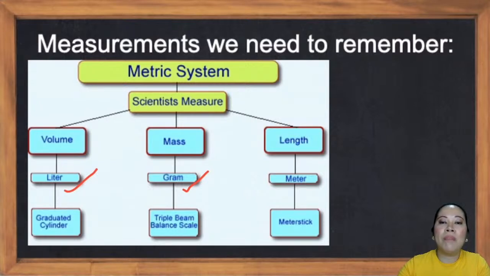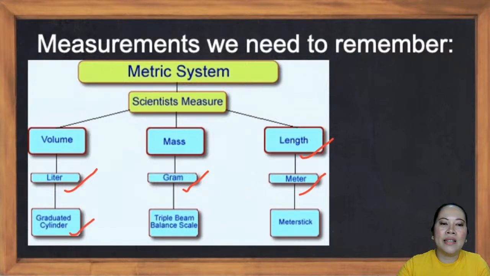For volume, you could also have milliliter. Then this is the time that you use your prefixes. Milliliter, centiliters. Okay, mass, you have kilogram, milligram, centigram, and so on. Length will be meters, kilometers, centimeters, millimeters. Okay, for volume, an example of an instrument to be used to measure volume is your graduated cylinder.